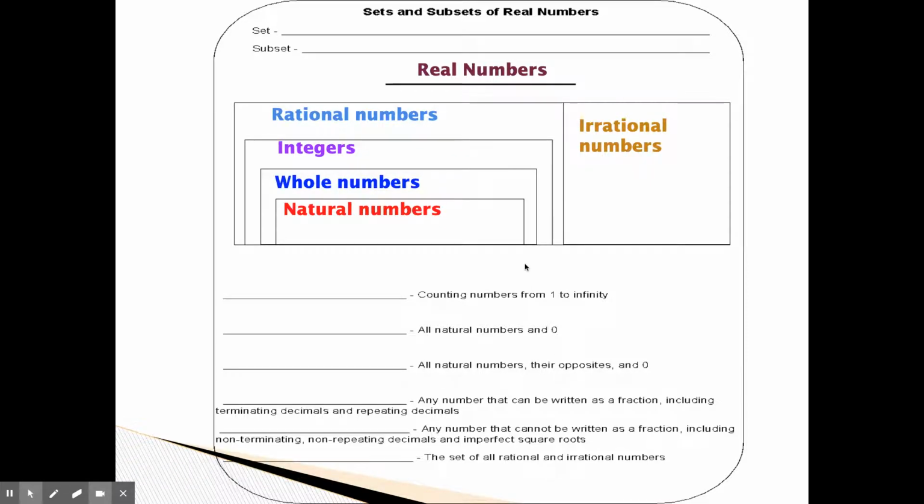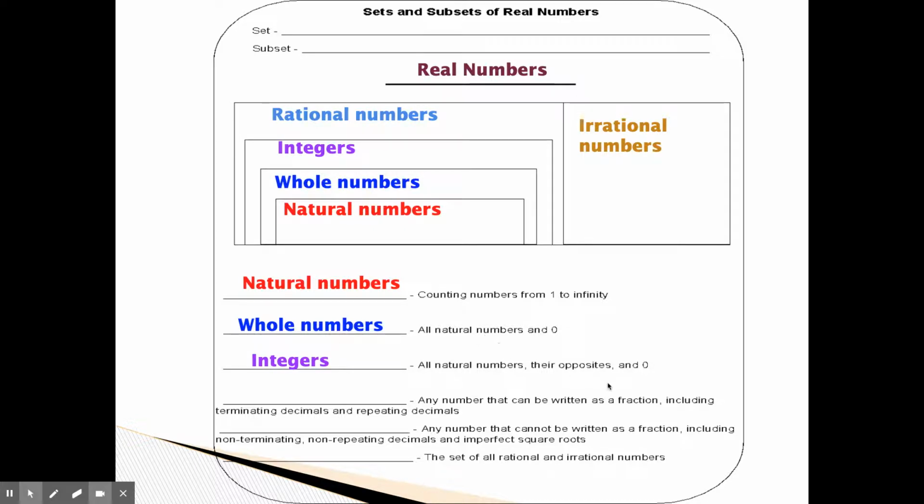The first one says counting numbers from 1 to infinity. When we're counting 1, 2, 3, 4, 5, 6, 7, all the way to infinity, we call those our natural or our counting numbers. Then we have all natural numbers and zero. So if we have all our counting numbers and now we're adding 0, we know those are our whole numbers. Our third definition: all natural numbers, their opposites, and 0. So all natural numbers are counting numbers, their opposites, which means negatives, and 0. Those are our integers.